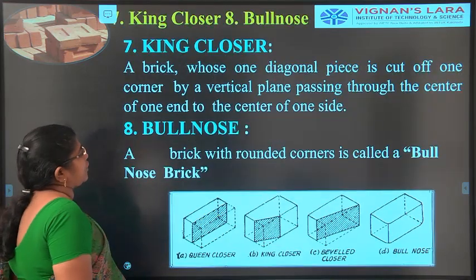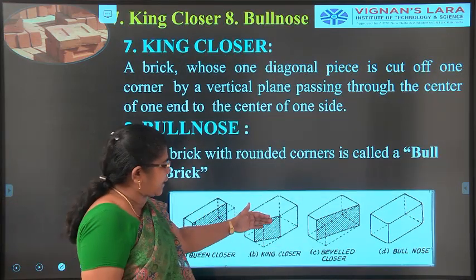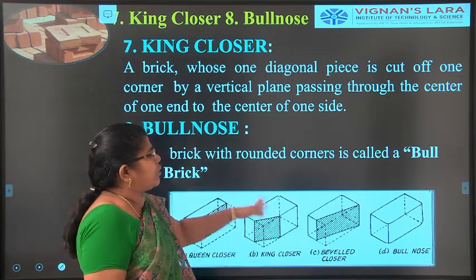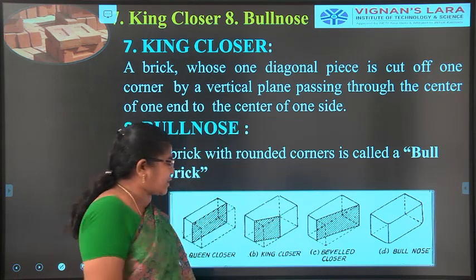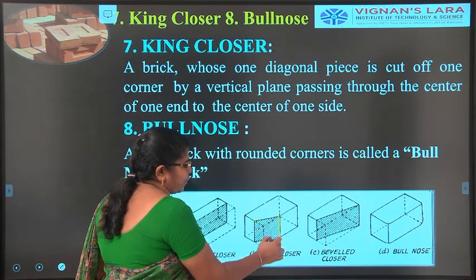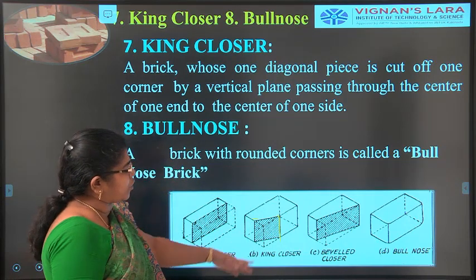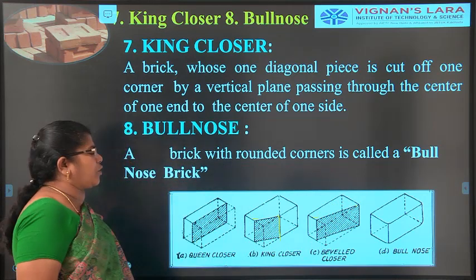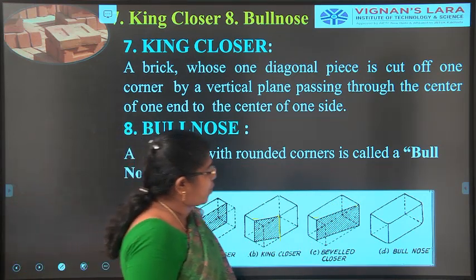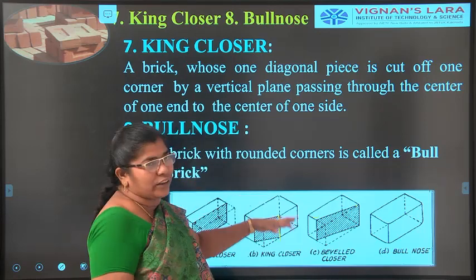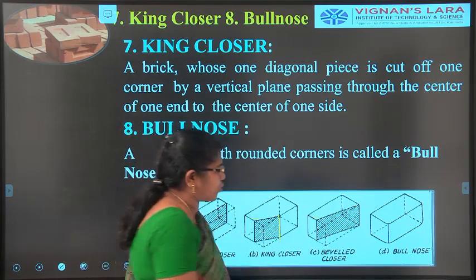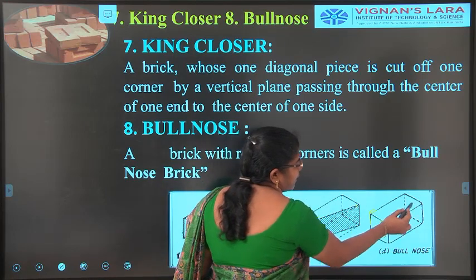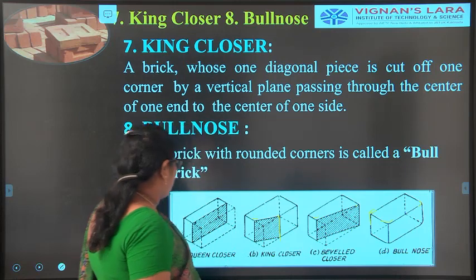The next one is the king closure. This diagonal piece, right? Not the exact half, but the diagonal piece, we call a king closure. Here it passes through the center of the head and bends to this center. Then the beveled closure is from this half to the one end, we call it a beveled closure. And the bull nose is nothing but the rounded corner brick. Here you can see it is a perfect rectangle, but here it is a rounded corner. With this we call it a bull nose.